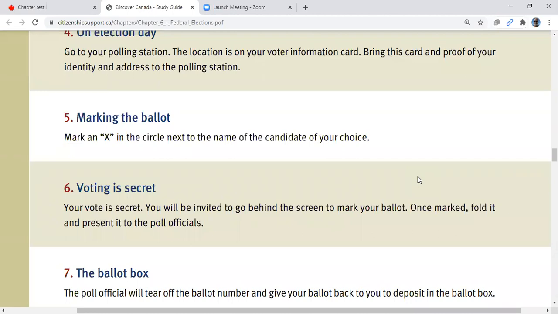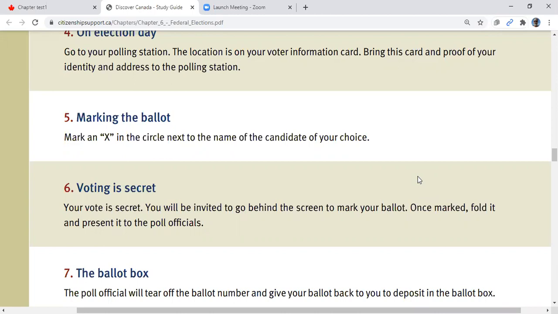So the ballot is the piece of paper that has all the names of the candidates on it. You pick the one you want, you put an X in the circle, and then we'll see what we do next. So let's see. Rashid, would you like to read number 6, please? Yeah, okay. Voting is secret.